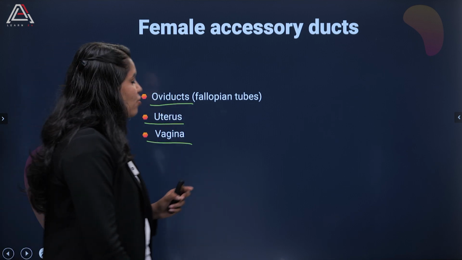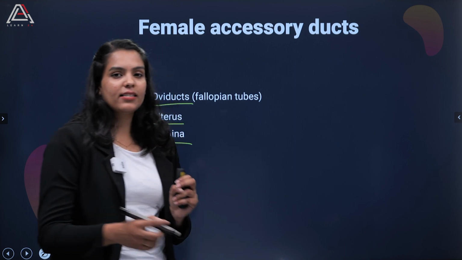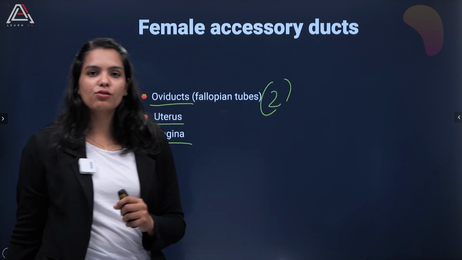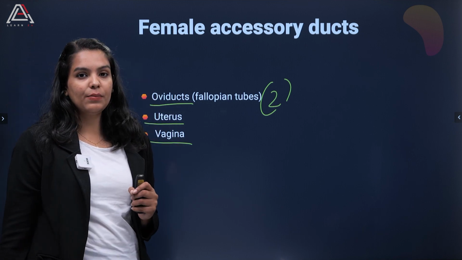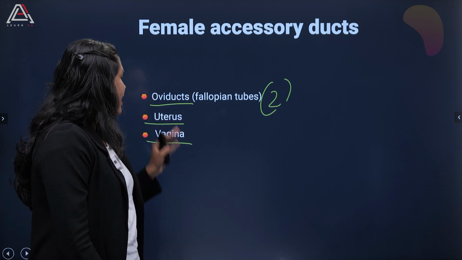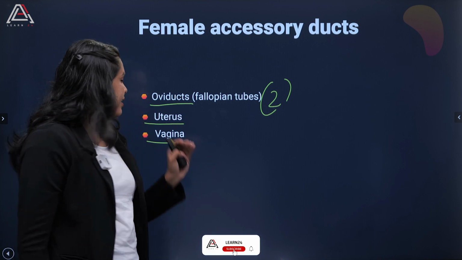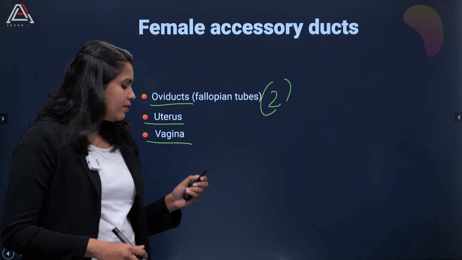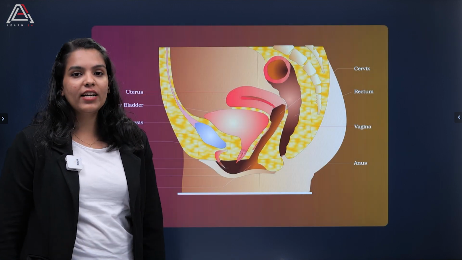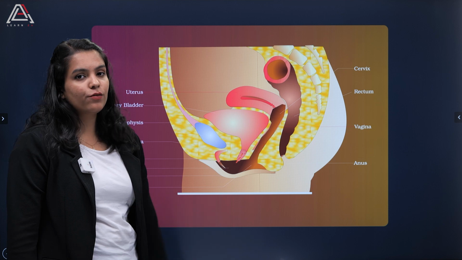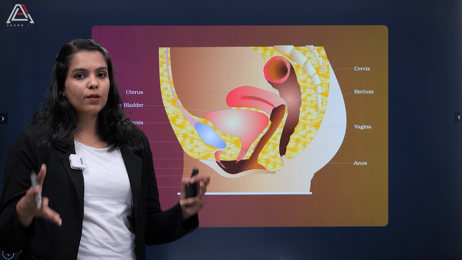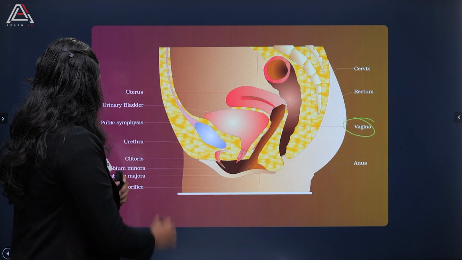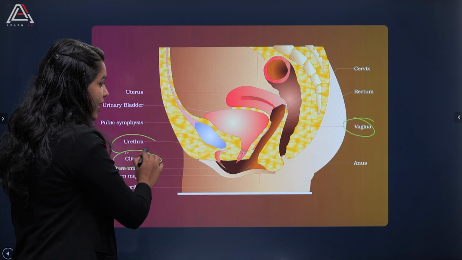So the oviduct, or you can call it the fallopian tube, is present in pairs. The other structures are the uterus and the vagina, and we will talk about these one by one. Let's first discuss the oviduct itself. This is the pelvis view of the female reproductive system. Here you can see the vagina, and also the clitoris and urethra.